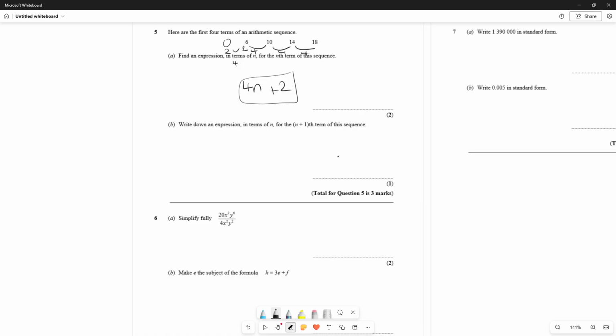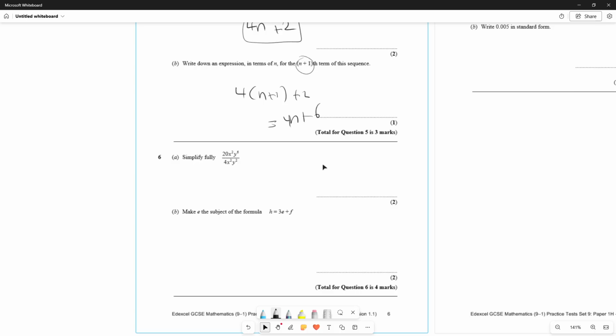And now we want to write down an expression in terms of n for the n plus 1 term of the sequence. What does this mean? Well, let's just plug in n plus 1. That's it. That's all we have to do. If we want to find this term of the sequence, we just plug it in. So 4(n plus 1) plus 2 is equal to 4n plus 6. There you go.